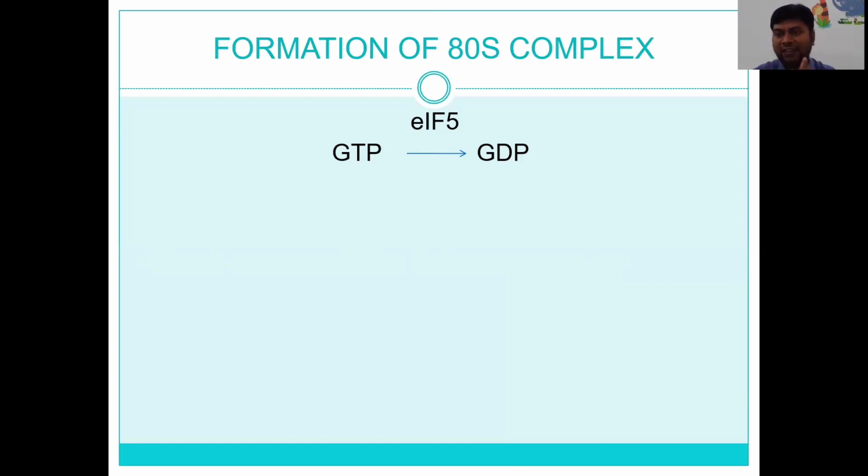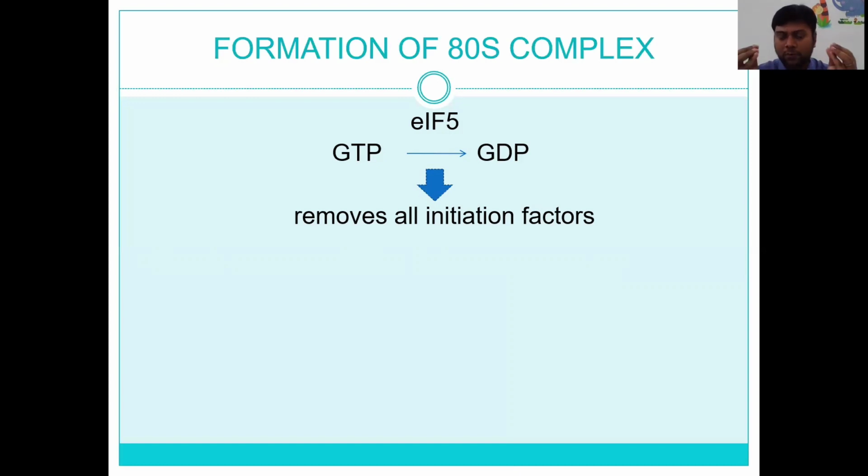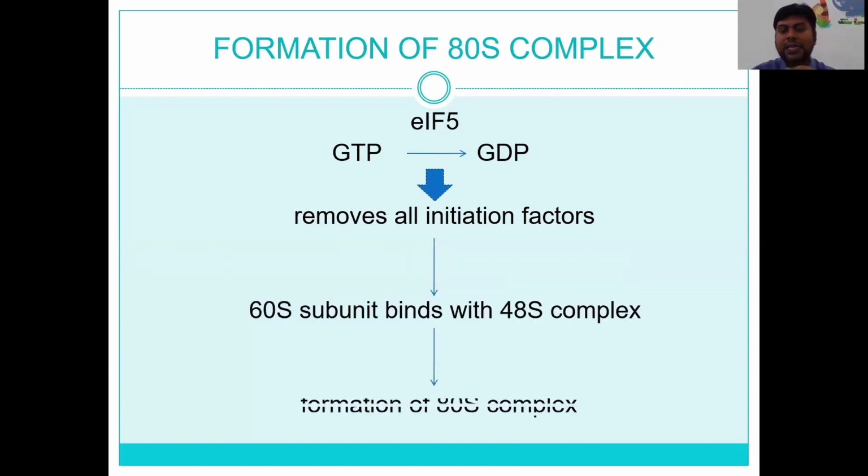Okay, that means factor 1, factor 3, factor 4, all the factors will be blasted away from the complex. So when it is blasted away, factor 1 and 3 will also be removed. So what is the function of this factor 1 and 3? It prevented the reassociation of 40S and 60S. So once that is removed, automatically they will reassociate to form the ATS complex.